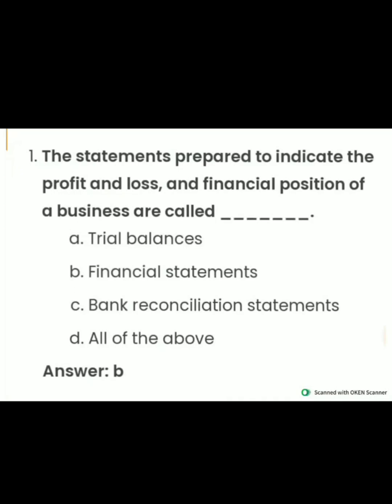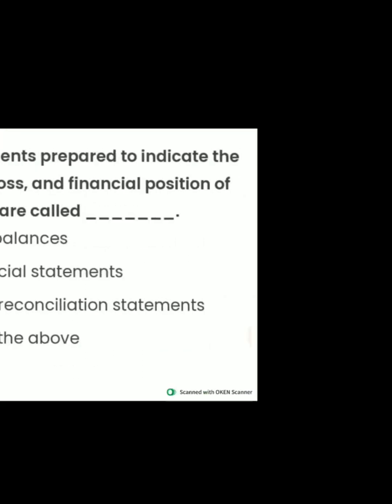The statements prepared to indicate the profit and loss and financial position of a business are called. Options are trial balance, financial statement, bank reconciliation statement, all of the above. Here, option B, financial statement, is correct. Under financial statements come the trading account, P&L account and balance sheet. So financial statements are prepared to indicate both profit and loss and financial position of the business.